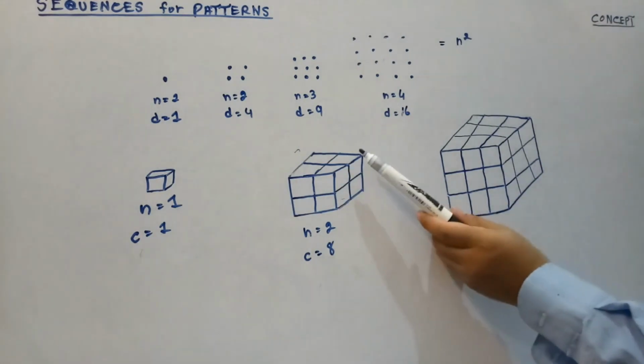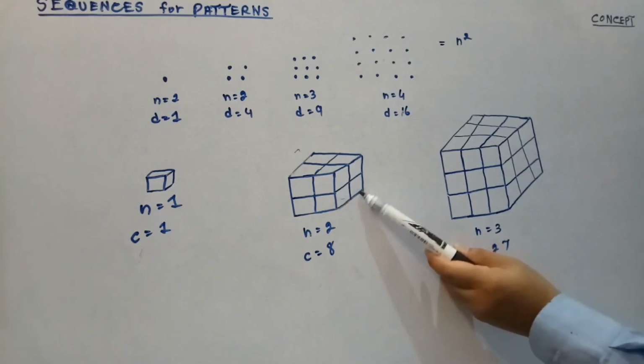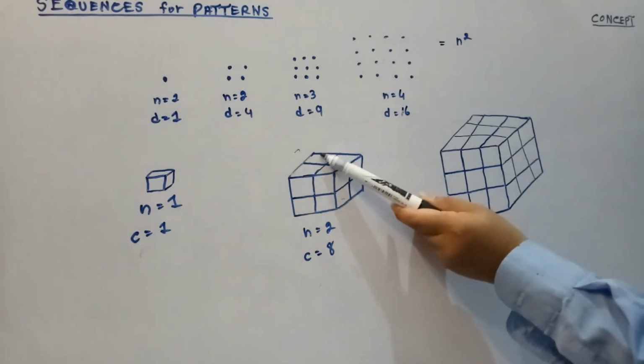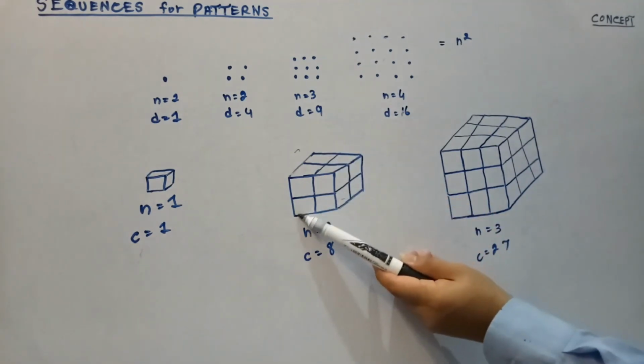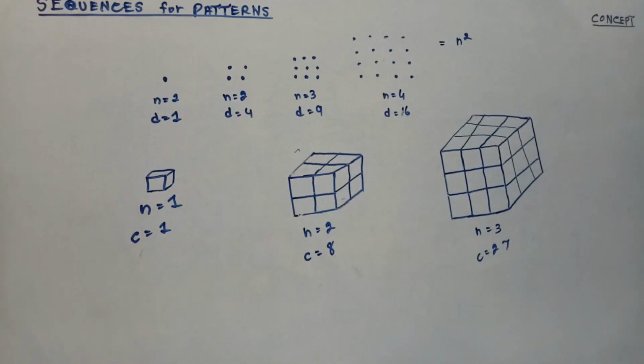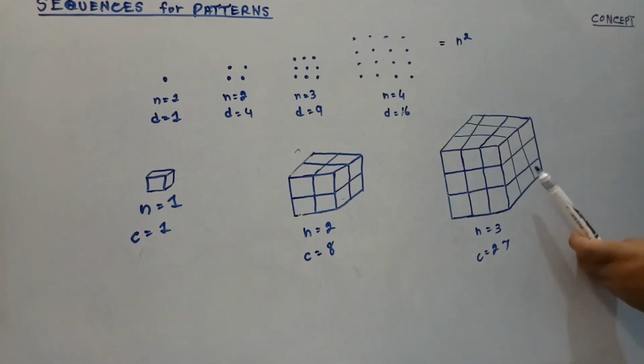Let's count again. First one, second one, third one, fourth one. Similarly, fifth one. This whole is the fifth one, the one behind is the sixth one. This is the seventh one, and the one present behind is the eighth one. So here in the second pattern we have 8 cubes. In the third pattern we have 27 cubes.